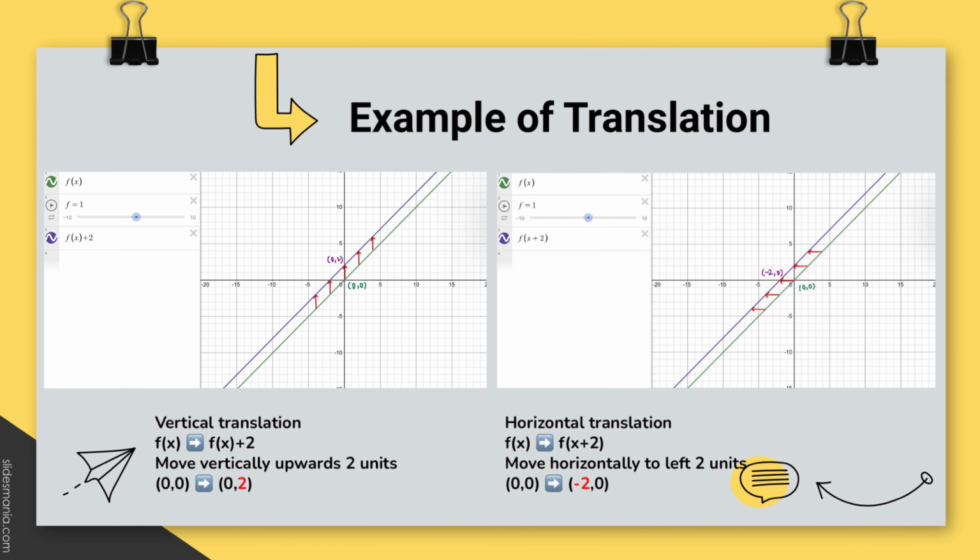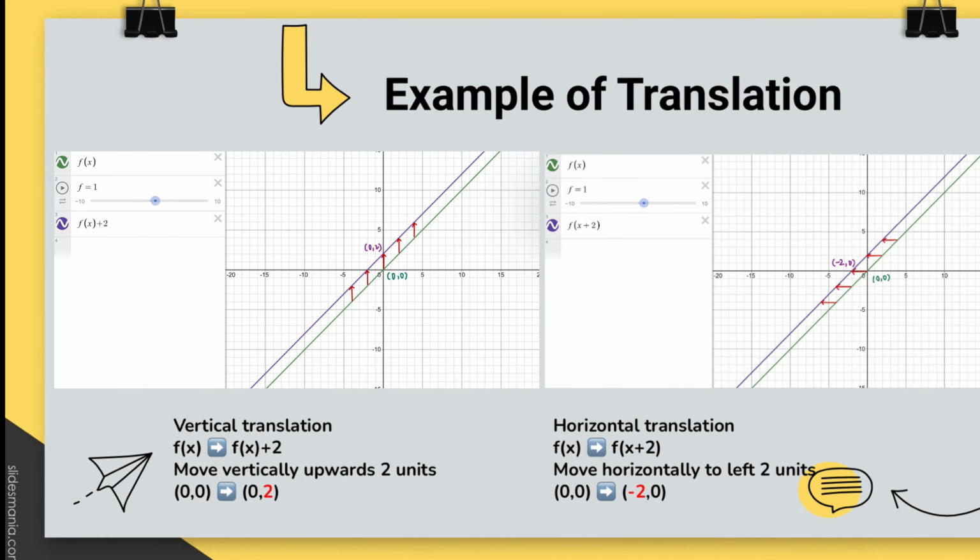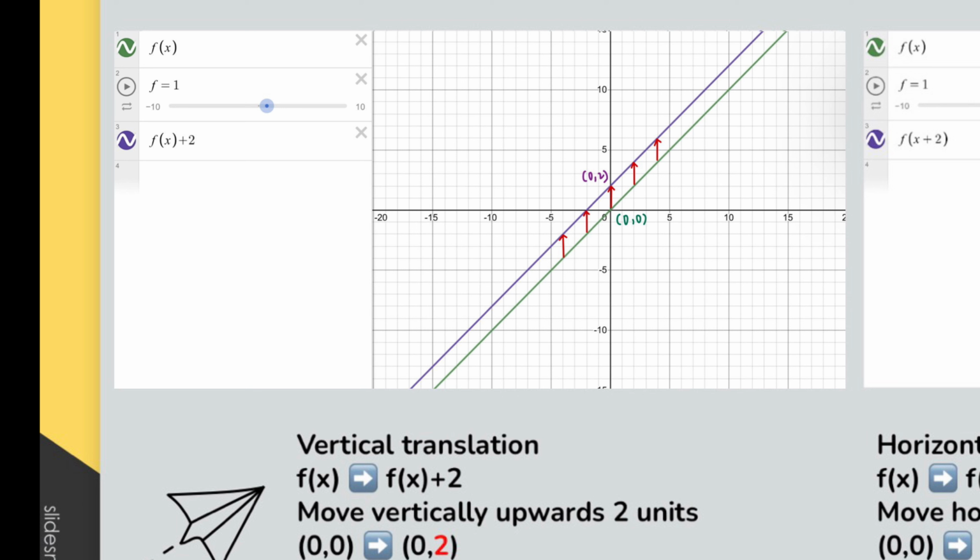Now let's look through the examples of translation. The first graph shows a vertical translation. The green line represents the original function f(x), and the purple line represents the translated function f(x) + 2. When the plus 2 is outside the bracket of x, all the coordinate points on the green line will move vertically upwards for 2 units. So for example, the coordinate point (0, 0) will become (0, 2).